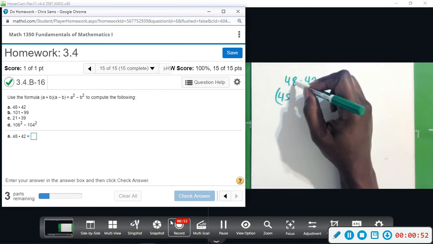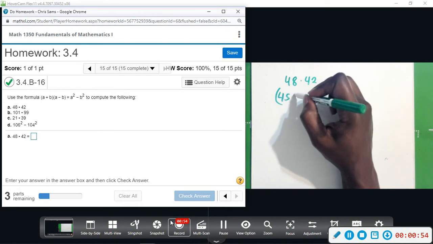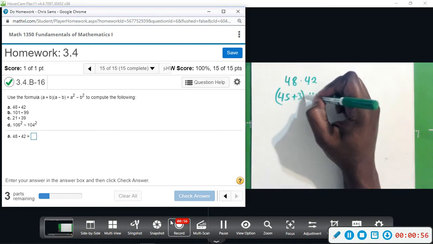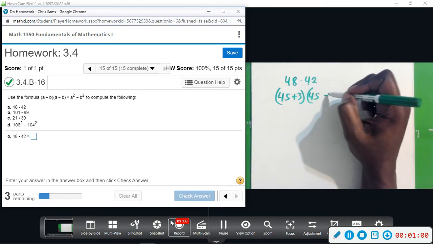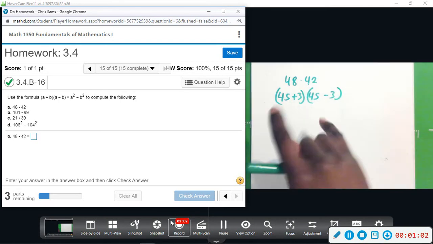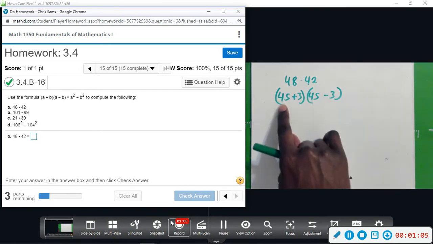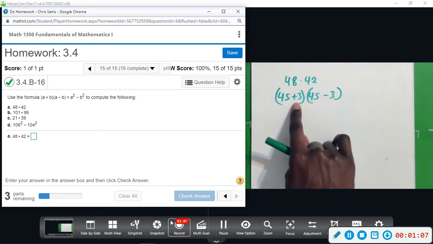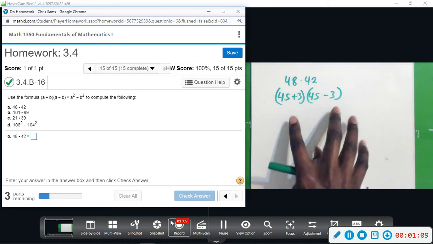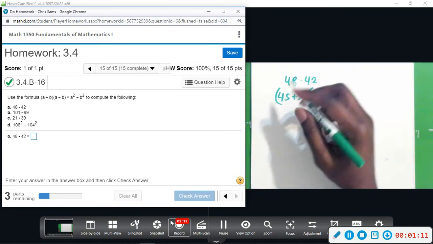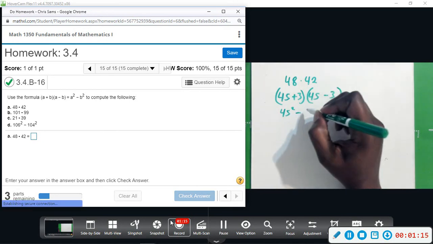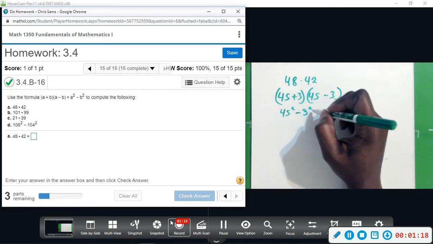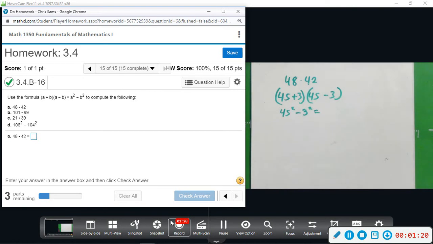Okay, so to get to 48 from 45, I have to add 3. And to get to 42 from 45, I have to subtract 3. Okay, so notice the setup is in that same form. A plus b, so the same number. A minus b, same numbers. So once you do this, then you just will end up with 45 squared minus 3 squared. Okay, and that will give us the same answer as 48 times 42.